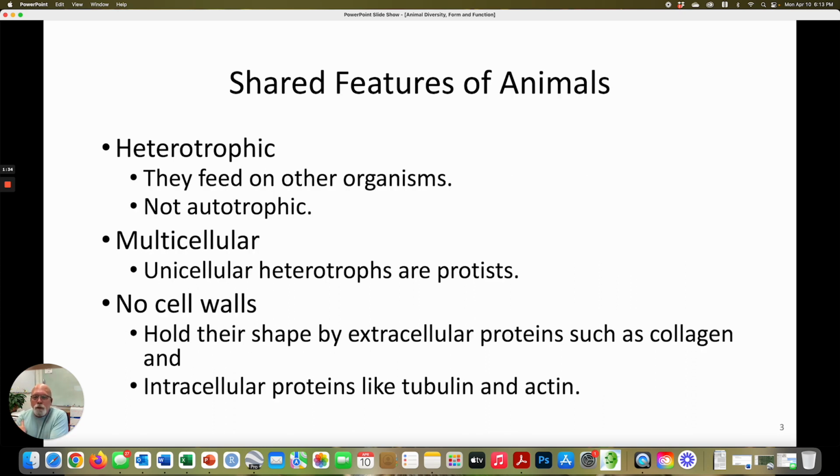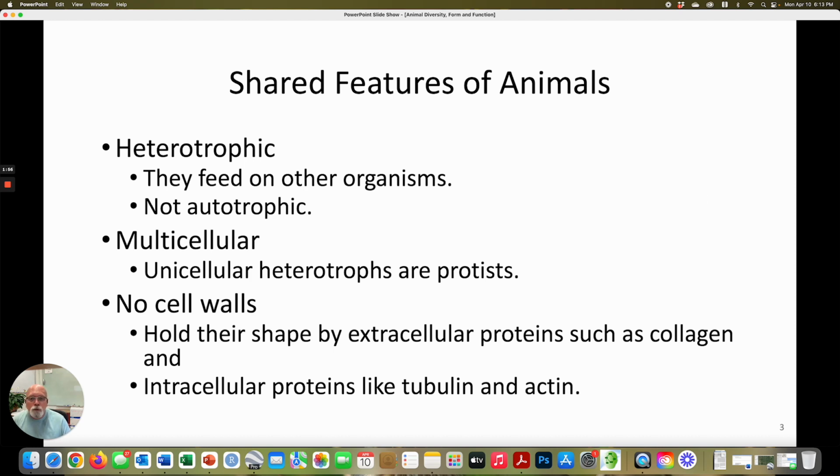So when we think about the shared features of animals, animals are heterotrophic. They feed on other organisms. They are not autotrophic. They do not produce their own food. They will eat other organisms that do produce their own food, like plants, but they can't do it themselves. They're multicellular, which means that they're made up of many cells as opposed to single cells.